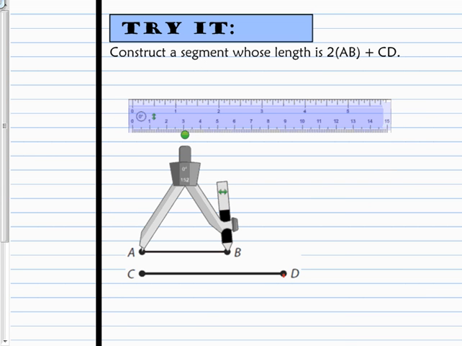So let's do another example. This time we're going to construct a segment whose length is 2AB plus CD. Go ahead and pause this video, follow the steps on your notes, and see if you can construct a segment whose length is 2AB plus CD.